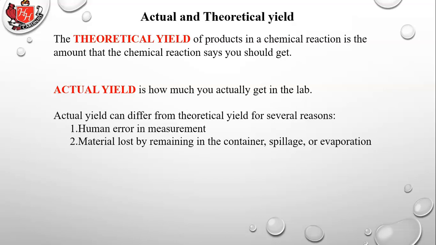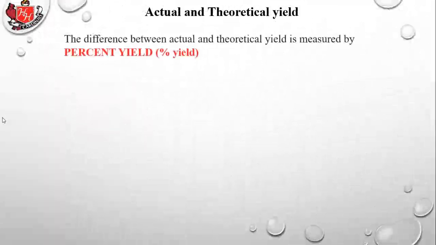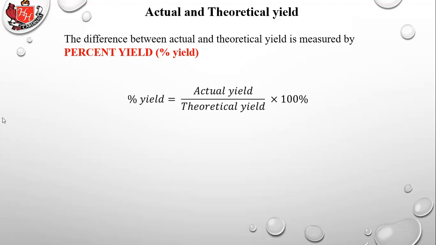So actual yield can differ from theoretical yield for several reasons. Among those, human error in measurement, or materials lost by remaining in the container, spillage, or evaporation. So some of your water, for example, if you're doing something with water, could evaporate, could boil away. And so you won't end up with as much as you thought you should. So the difference between actual and theoretical yield is measured by percent yield. And there's the formula. Percent yield equals actual yield divided by theoretical yield times 100%.